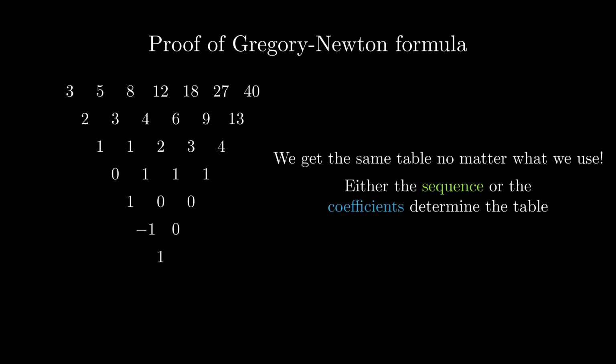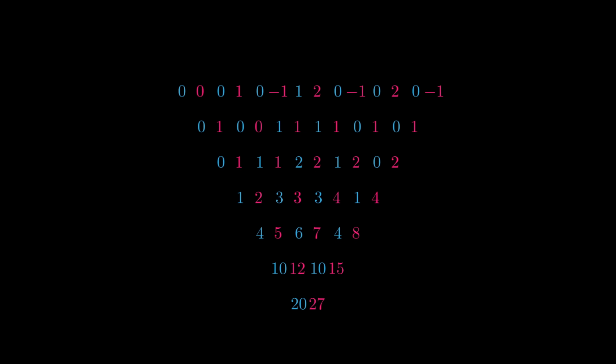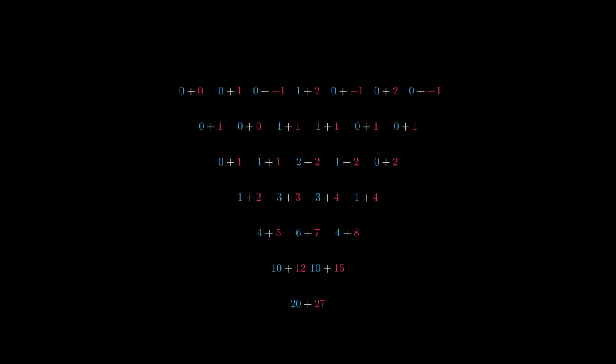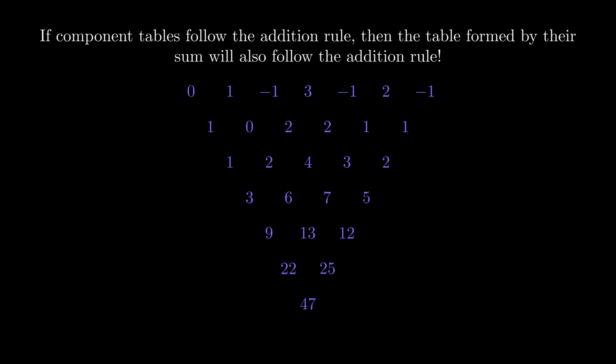Before we continue, let's talk about the concept of adding or superimposing tables together. Let's first look at what will happen if we add two tables together. Take any table that follows the addition rule, could be Pascal's triangle itself, or any table that is generated from different seed values. Now take another such table and superimpose these tables together, and sum the corresponding values. You will see that the resulting table still adheres to the addition rule.